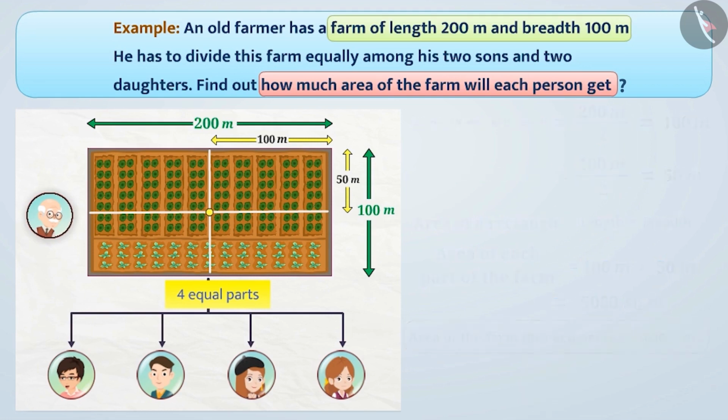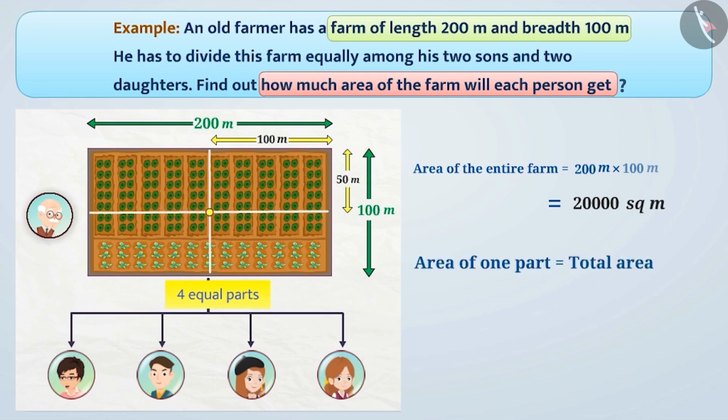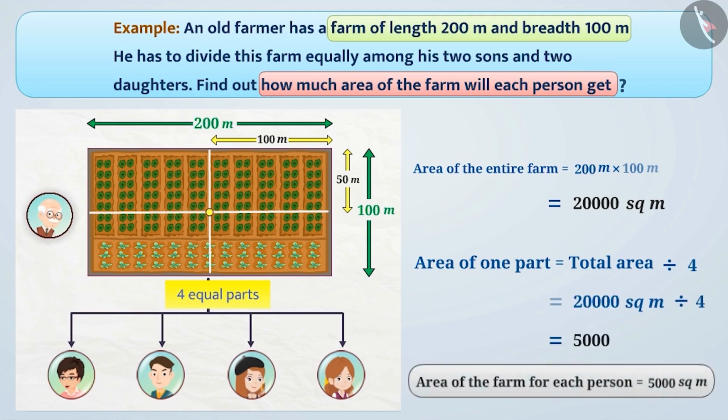Let me explain. Here, we have to find how much area will each person get. Therefore, we will find the area of the entire farm, which will be 200 meter multiplied by 100 meter is equal to 20,000 square meter. Since this area will be divided into 4 equal parts, the area of one part will be the total area divided by 4, that is 20,000 square meter divided by 4 is equal to 5,000 square meter.